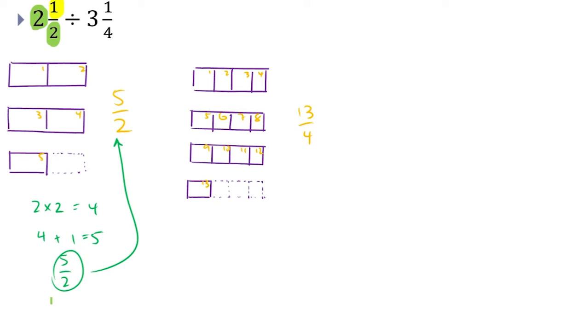If we do the same with our second number here, we take the 3 wholes and multiply by the denominator of 4. 3 times 4 equals 12. And then we add the 1 from the numerator. 12 plus 1 equals 13. And so we have 13 on top and a denominator of 4 on the bottom, and that matches with our number from before.